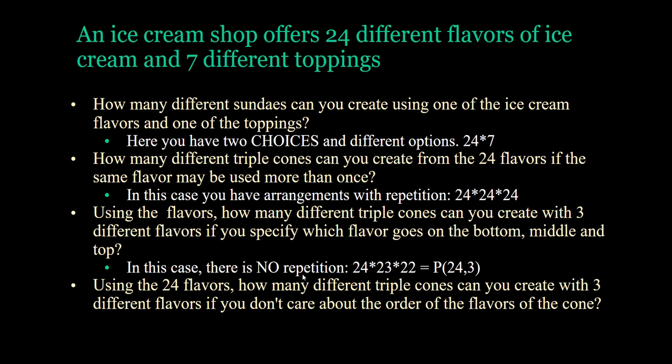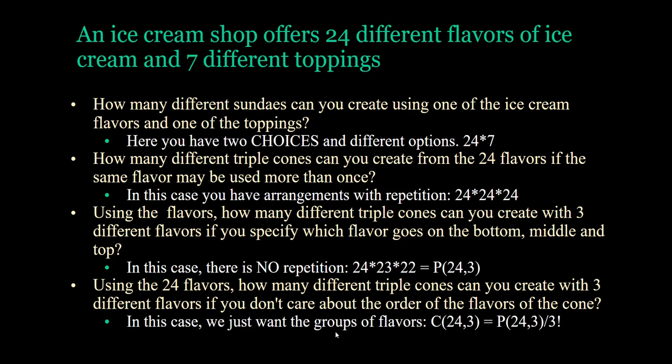Using the 24 flavors, how many different triple cones can you create with 3 different flavors if you don't care about the order of the flavors? In this case, if we have vanilla, chocolate, and strawberry, it doesn't matter if one was on the bottom or the top. As long as you have those 3 flavors, you're still happy, you're getting to eat all 3 of those flavors by the end of the day, if you can eat it before it melts. So in this case, we should have fewer than we did in that last problem. This would be a combination. Really it's the answer that we had before divided by 3 factorial, because the 3 different levels of the cone, you could swap those around.